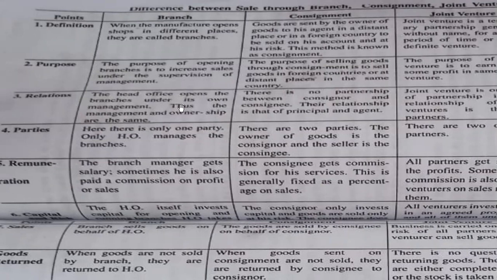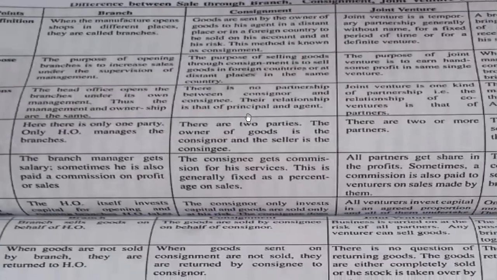Relations. The head office opens the branches under its own management, thus the management and ownership are the same. Means management and owners are the same because owners only open the branches. There is no partnership between consignor and consignee. The relationship is that of principal and agent. Means there is no partnership between consignor and consignee, so it is simply treated as the owner and agent.